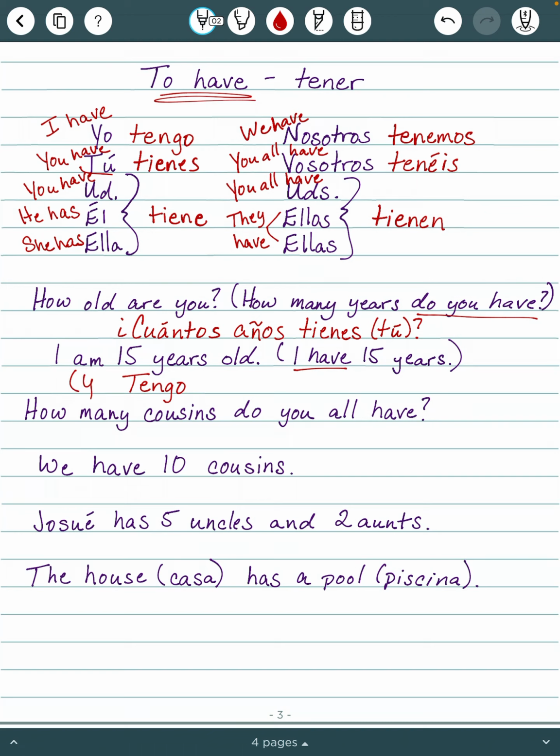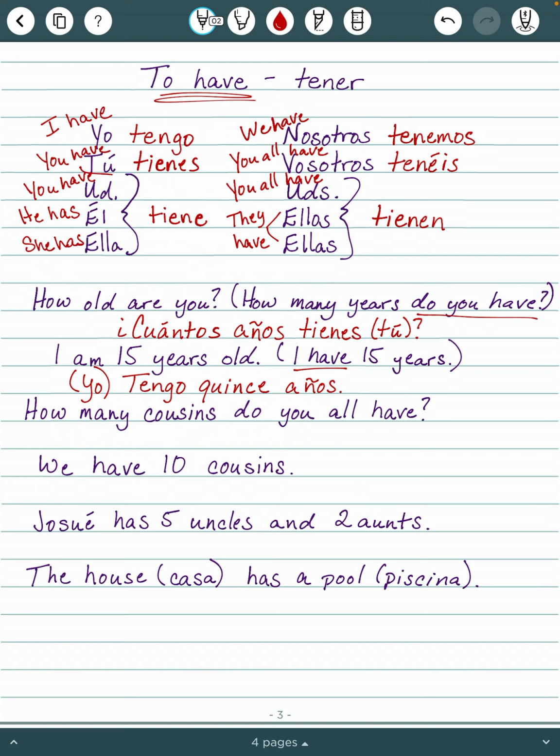And that yo is optional. So you can say just tengo or yo tengo. And then 15, I hope you remember, is quince, years, años. So you've actually been using tener for a minute.